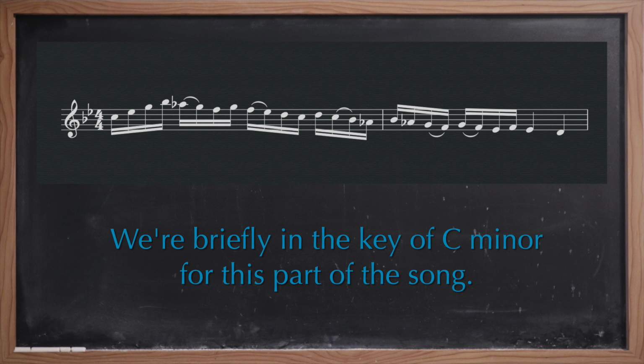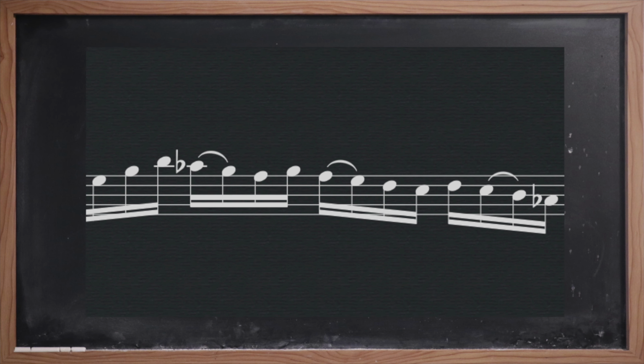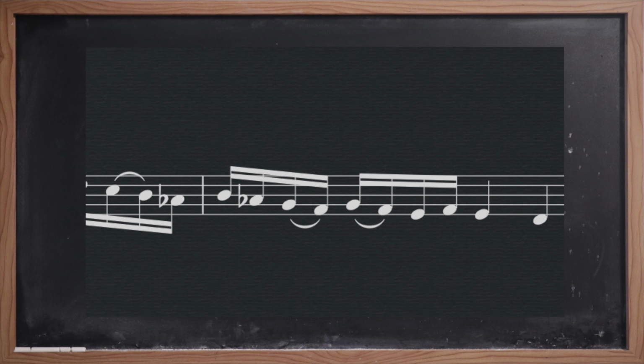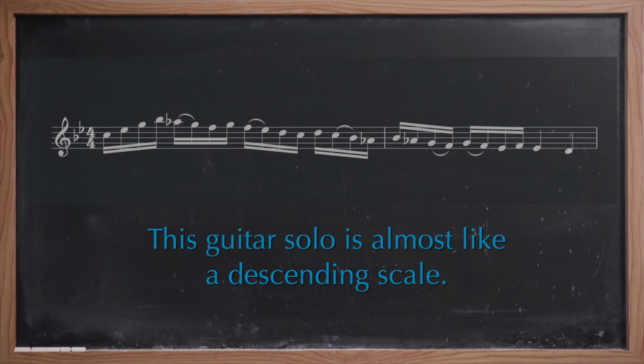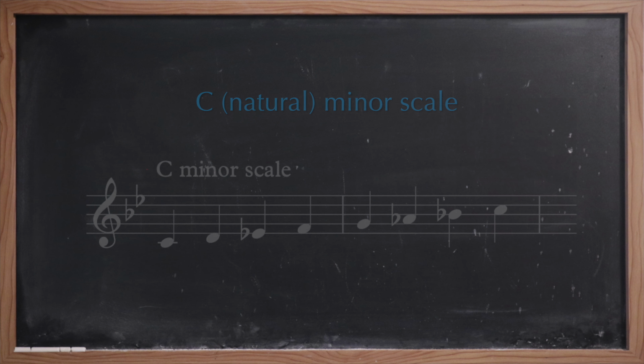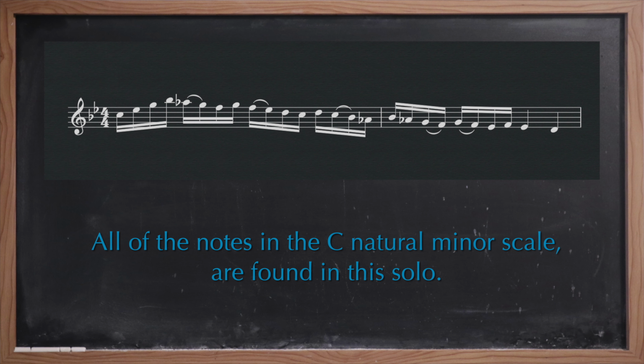What happens is the harmony changes here. We're not in G minor right now. It changes to C minor. And this is really like a scale run. It is a guitar solo, but it actually is a lot like a scale because all of these notes are in the C minor scale. C minor contains the notes C, D, E flat, F, G, A flat, and B flat, and then C. All of those notes are in this part of the guitar solo.